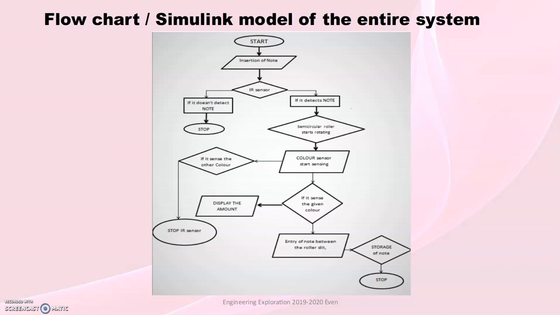If it senses any other node, the machine stops again. If the sensed frequency of the color matches, it displays the number of nodes and the total amount. Then the node is passed through the slit and it is stored.